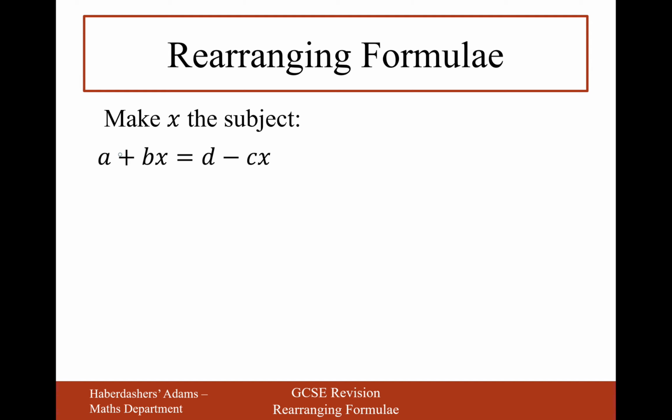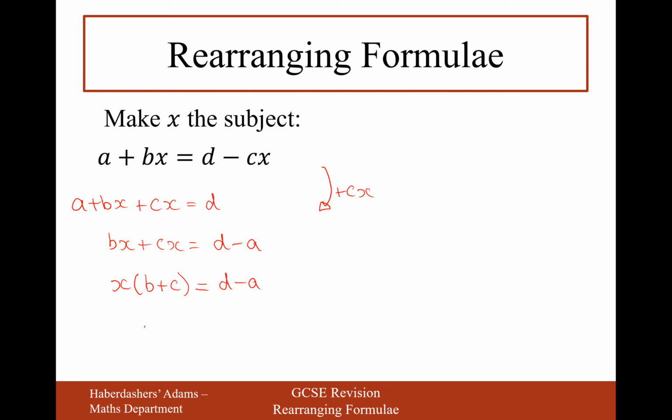I'll analyse the x's here. I've got positive on this side, negative on this side, so I think I'll add cx to both sides. It just makes things as positive as possible. So a plus bx plus cx equals d. Now I'll take away a from both sides, so that anything that doesn't have an x in it is out the way. Then I can factorise b plus c equals d minus a.